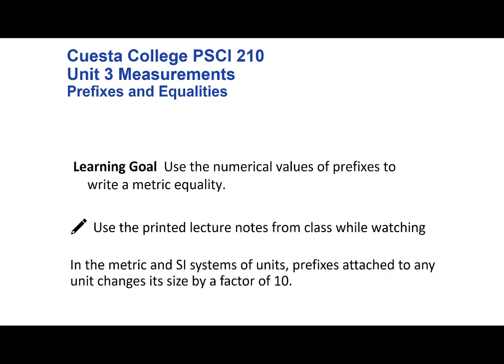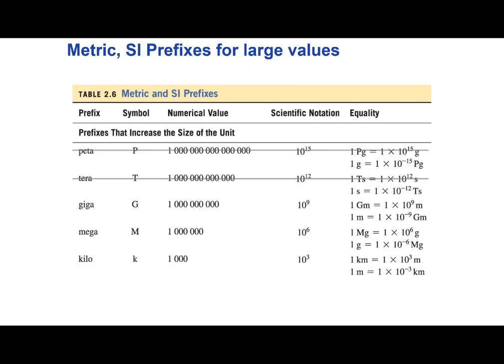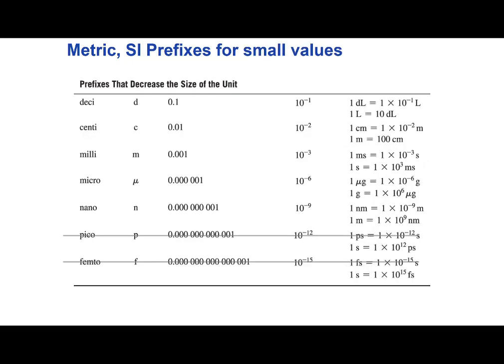In the metric system and international system of units, prefixes attached to units will change their sizes by factors of 10. Here's a table that shows the metric and international system prefixes for large numbers, such as giga, mega, and kilo. There are also prefixes for small values like centi, milli, micro, and nano. I'd like to show you how to use this table.